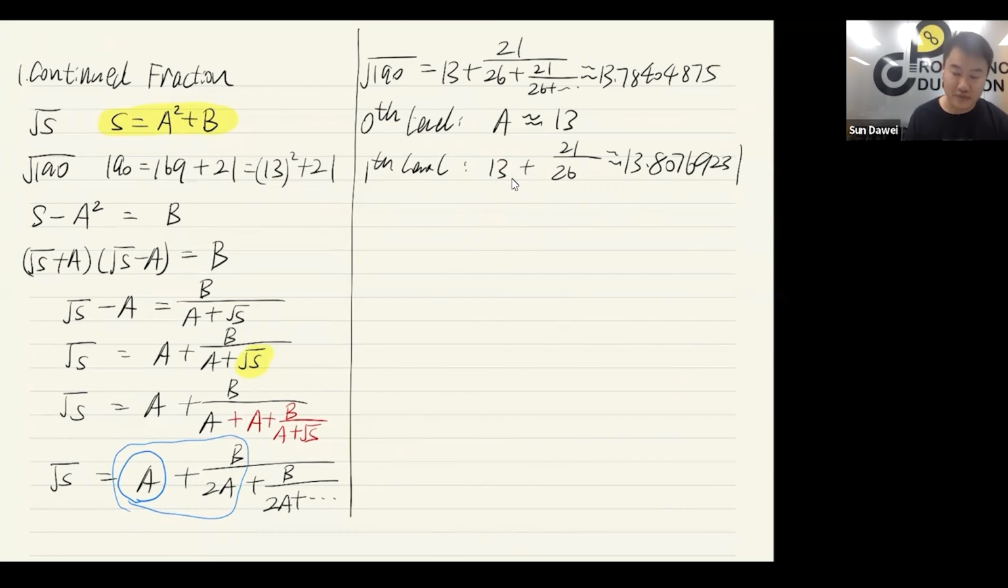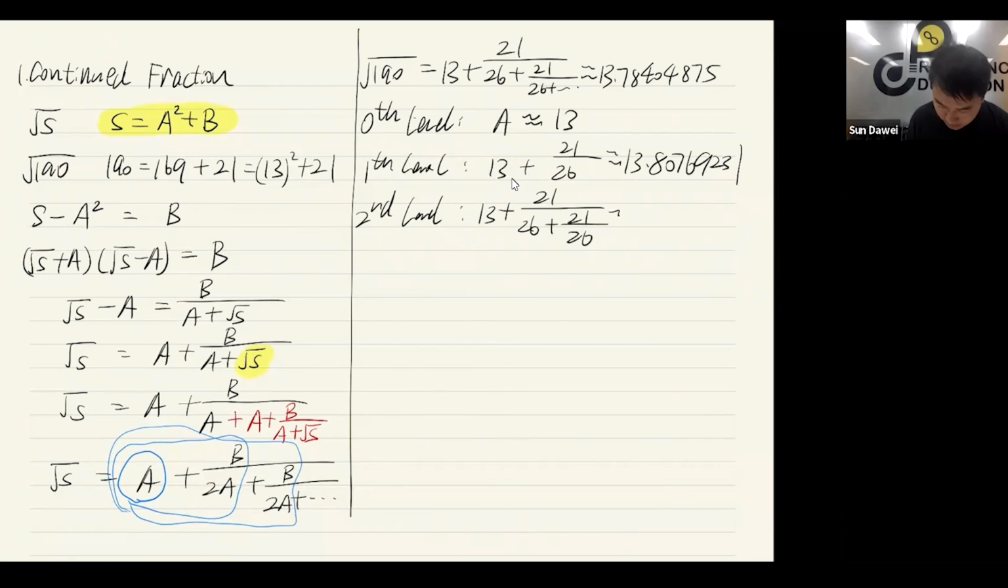Let's take one more level, which is called the second level here. And we're going to have something like this, approximately 13.78335725. As you can see, it's already correct up to 4 sig figs, which means he could have saved 2 marks by knowing this algorithm.